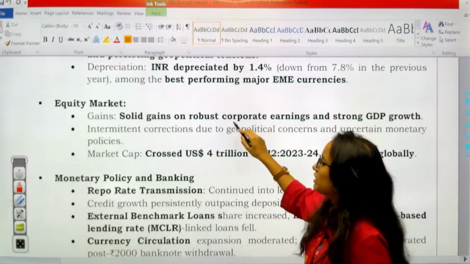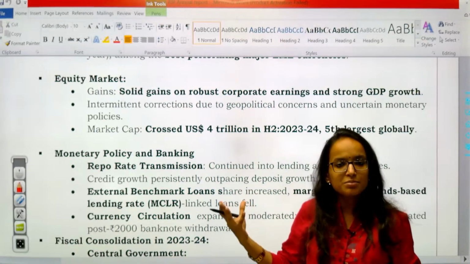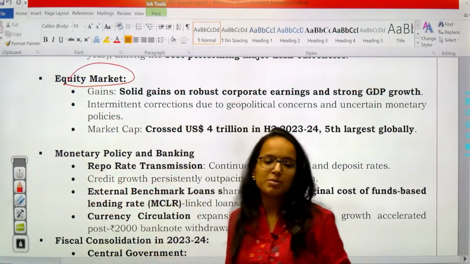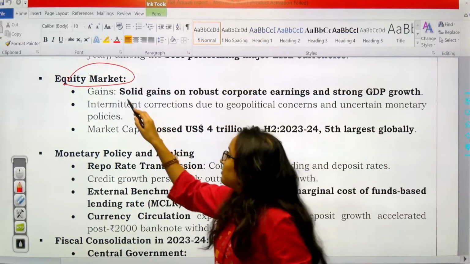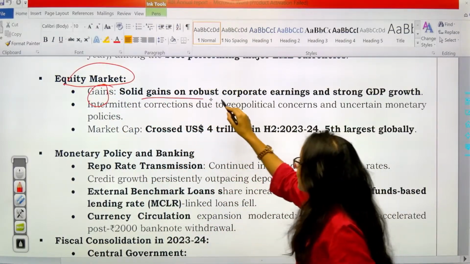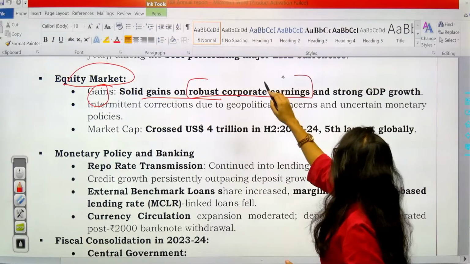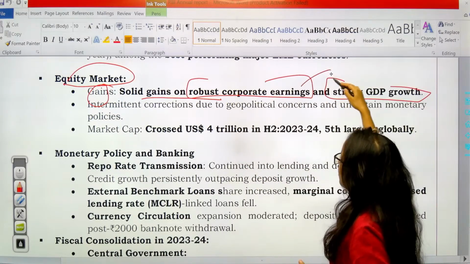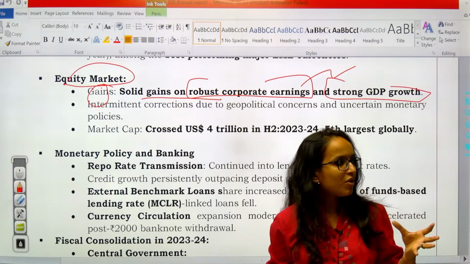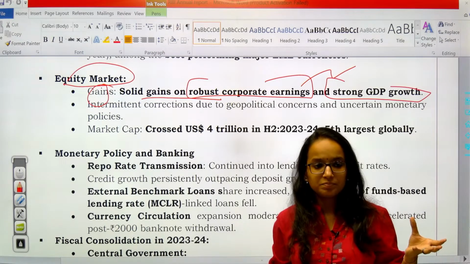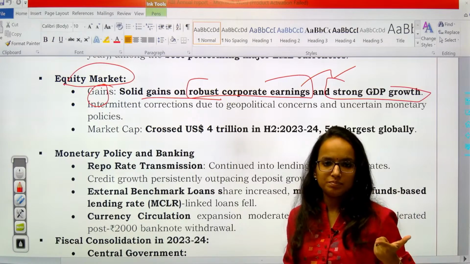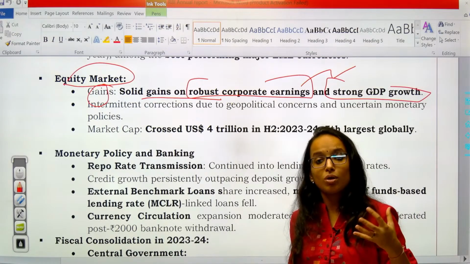Then you have the equity market. If we talk about the share market or the equity market, what is the performance of India's share market? We say that we have gains in the share market or equity market, okay? Solid gains on robust corporate earnings and strong GDP growth. So if they ask you what has been the performance of India's equity market, then the share market is performing well. Rather, we have had solid gains.